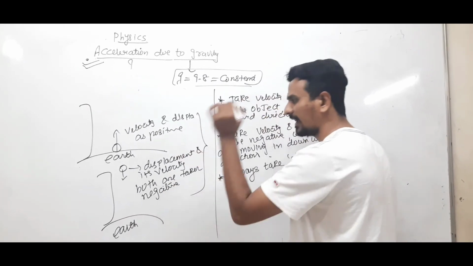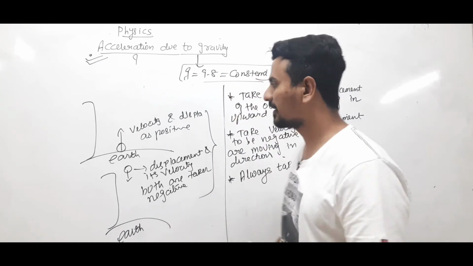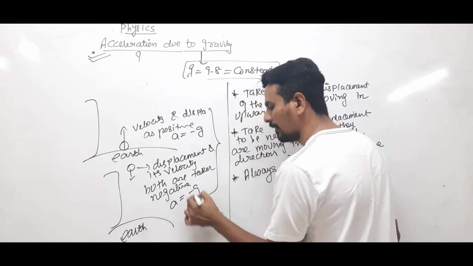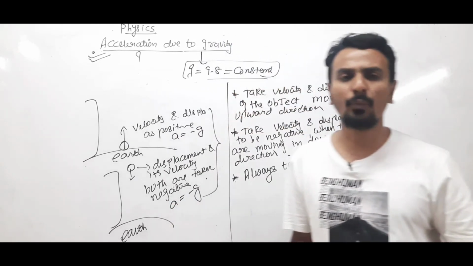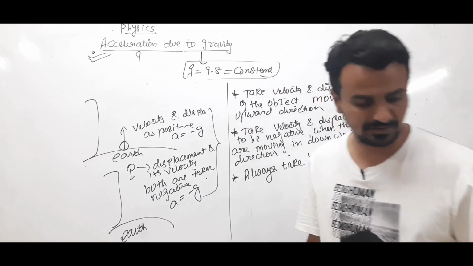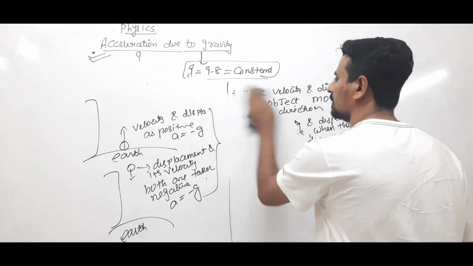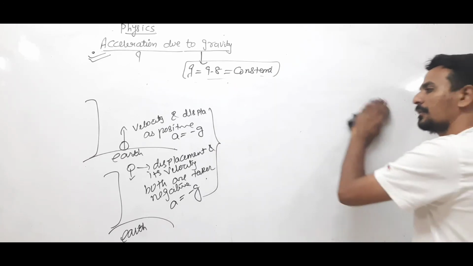Clear? And in both the cases, take acceleration due to gravity as negative. So in this case also, take acceleration as minus g. We'll solve a few questions based on gravity, so it will be more clear to you how to apply sign convention. These are the rules which are given in mostly every book, but apart from this, we'll understand one more thing.